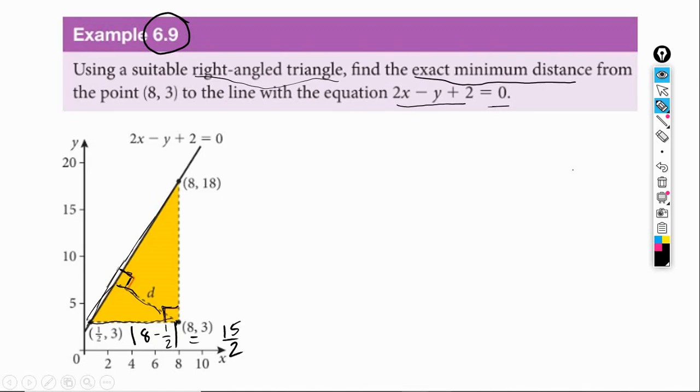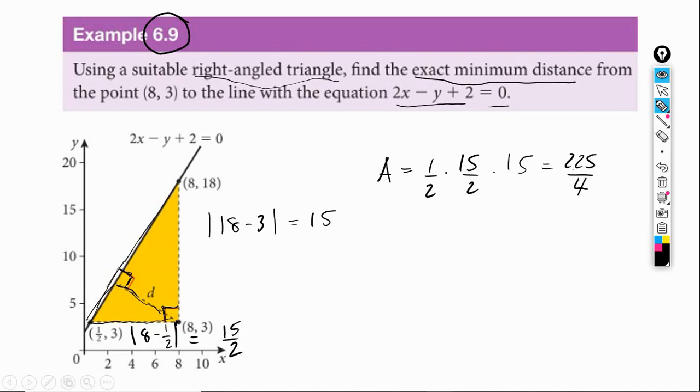Now for the height, all we need is the absolute value of the difference in y. In this case, it's 18 minus 3, therefore 15. So the area, the total area of the triangle in the figure is going to be 1/2 times the base, 15 halves, times the height, which is 15. And this equals 225 fourths.